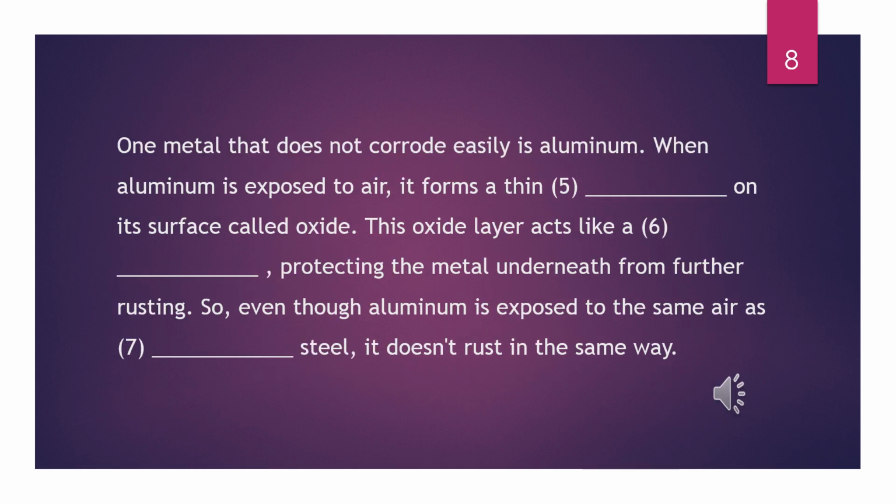One metal that does not corrode easily is aluminum. When aluminum is exposed to air, it forms a thin layer on its surface called oxide. This oxide layer acts like a shield, protecting the metal underneath from further rusting. So, even though aluminum is exposed to the same air as mild steel, it doesn't rust in the same way.